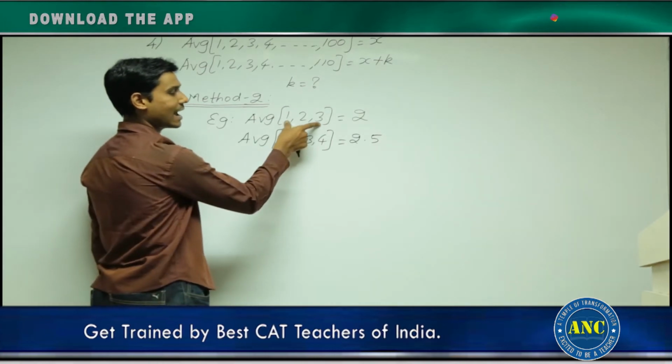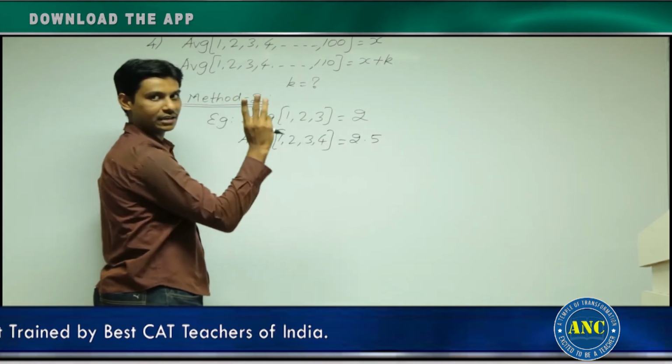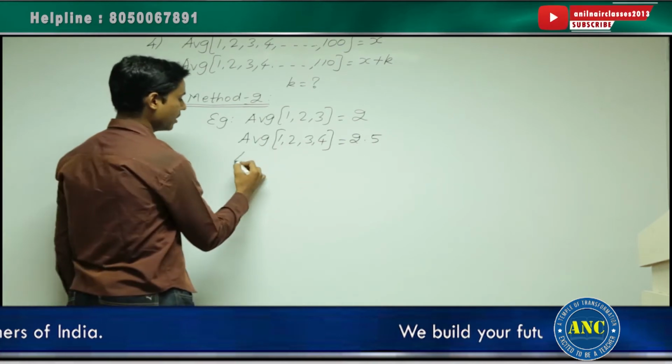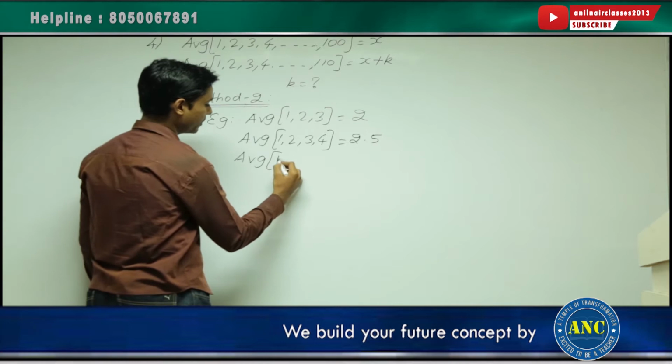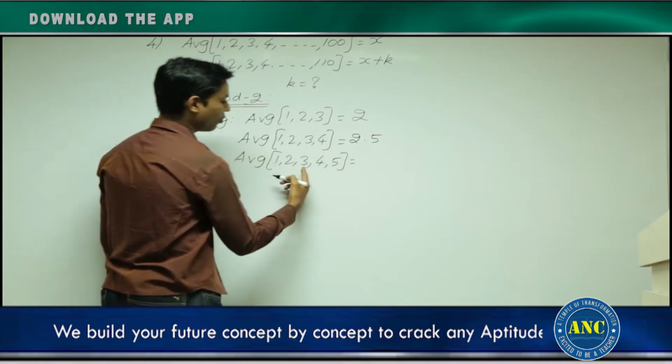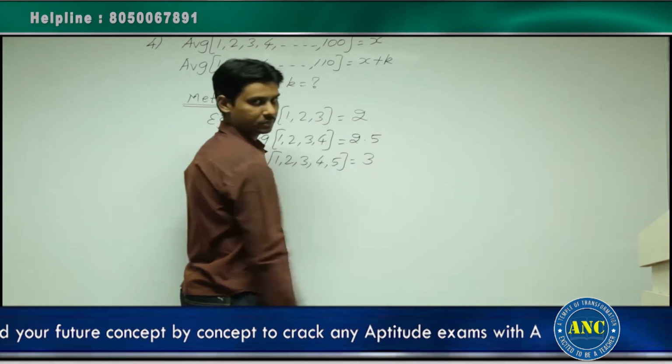Similarly, the original series has 3 terms. I increased by 1 term. Again I will increase by 1 more term. Then it becomes the average of 1, 2, 3, 4, 5. It is 3. Right?